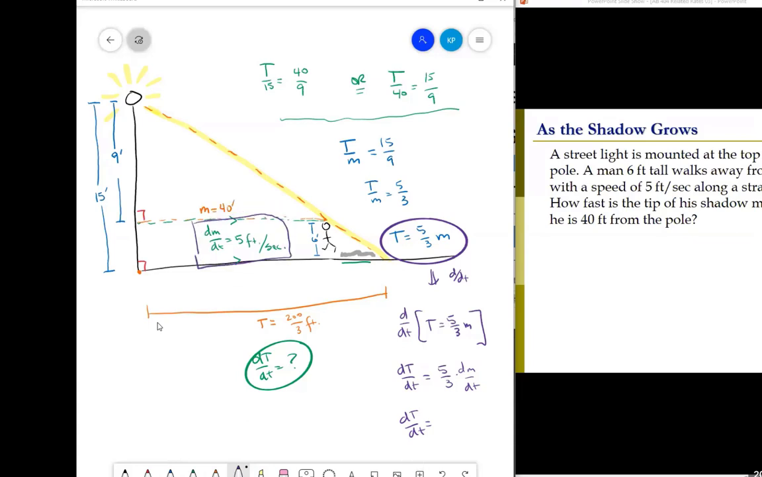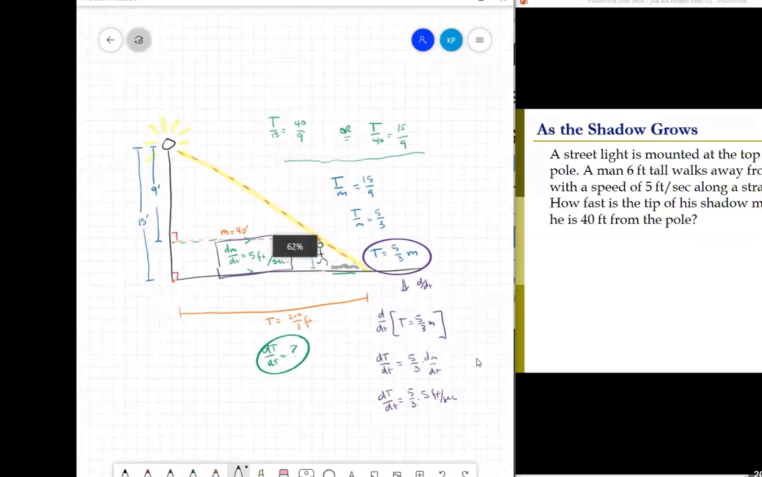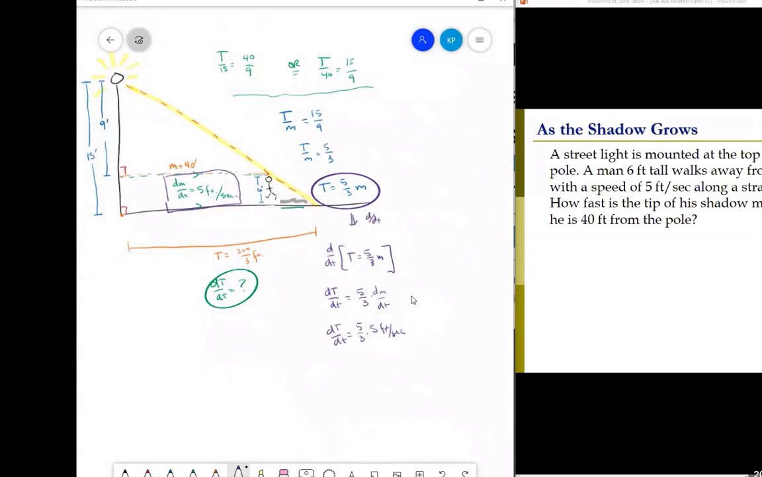So this is going to be 5/3 times 5 feet per second. And if I give myself just a little more space here and solve this, I can say that dT/dt, the derivative of the tip of the shadow with respect to time, is equal to 25/3. If you said 25/3 feet per second, that is absolutely correct. So if you said 25/3, good job. If you did not get 25/3, then you did something unfortunately incorrect.